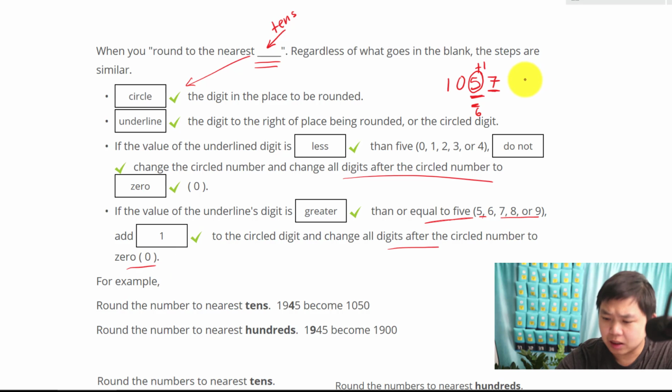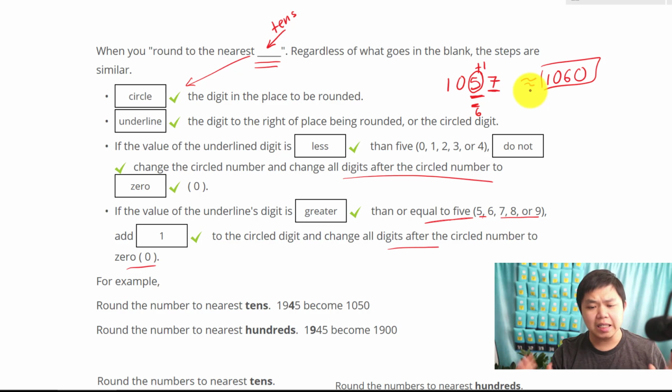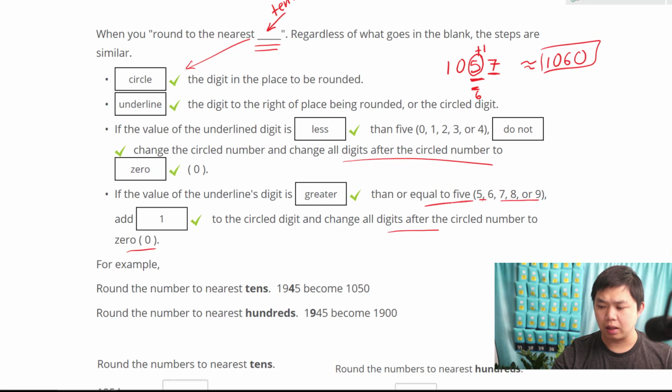So in this case, we are going to round it to 1060. And did we change anything to the number before the circle? No, we keep it the same. So 10. Now this becomes 6. The 7 becomes 0. And that is all we have to do. See, it's very easy, isn't it? If you can imagine this in your head with a circle and underline, the best way to do it is write it down, circle it, underline it, and rewrite it, okay?